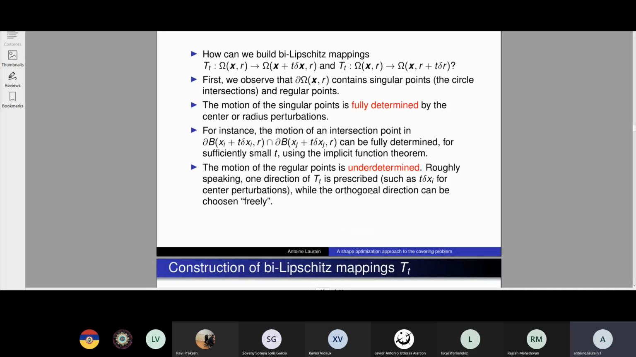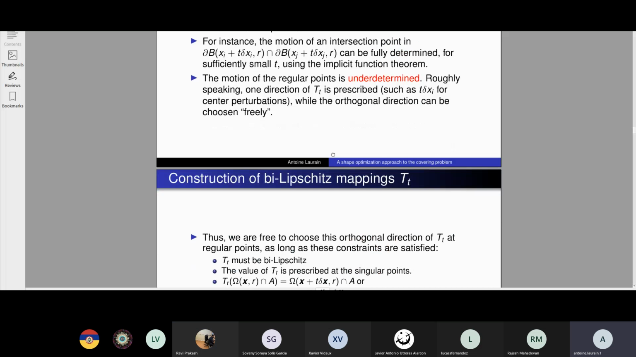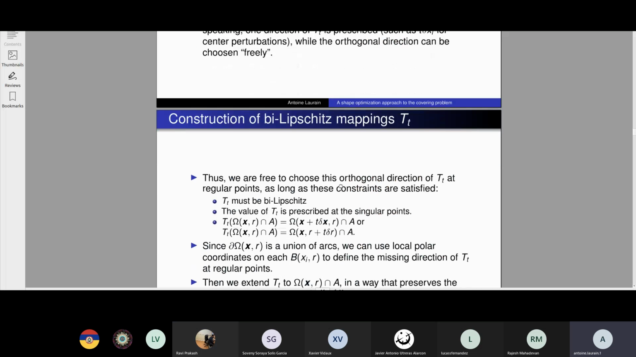For instance, the fact that the perturbation T, the transformation T, needs to correspond to the perturbation. So that means the points need to move with the perturbation T delta XA, for instance. But the other direction, the orthogonal direction, can be chosen freely. So I wrote this with quotes because it's not completely free. There are some constraints, but there's also a certain degree of freedom to choose the perturbation.